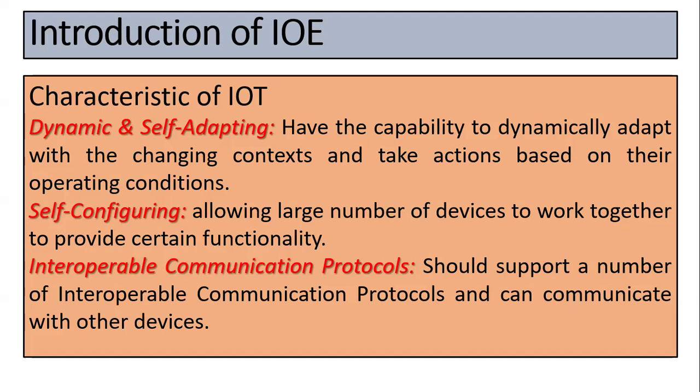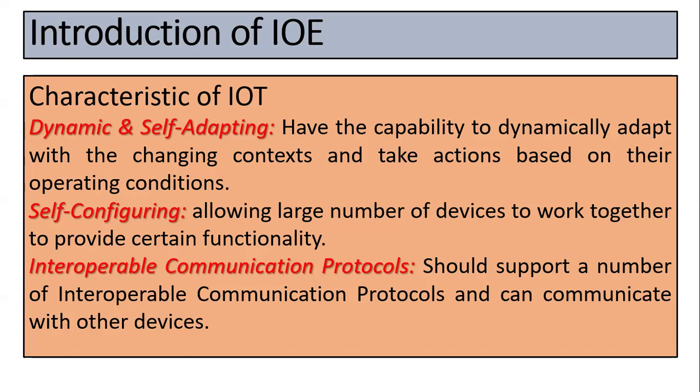Then second is self-configuring. See, allowing a large number of devices to work together to provide certain functionality. Now, what does this mean? An IoT hub will have many devices connected to it. So suppose, for example, a particular device starts malfunctioning, and we replace it with a new device. When the new device is placed, there should be an ability to adapt to that device. It should self-configure that device. So that is a basic, important characteristic of IoT.